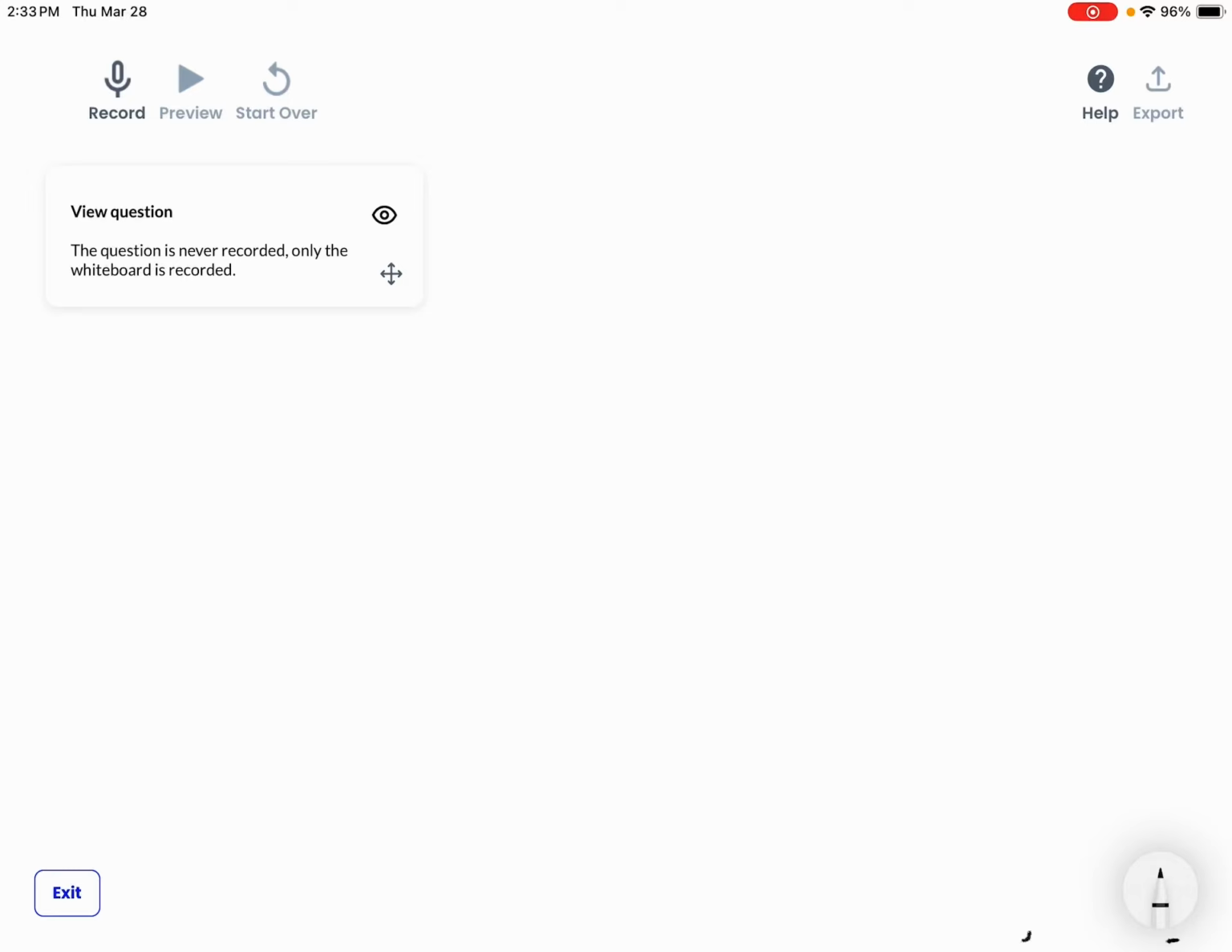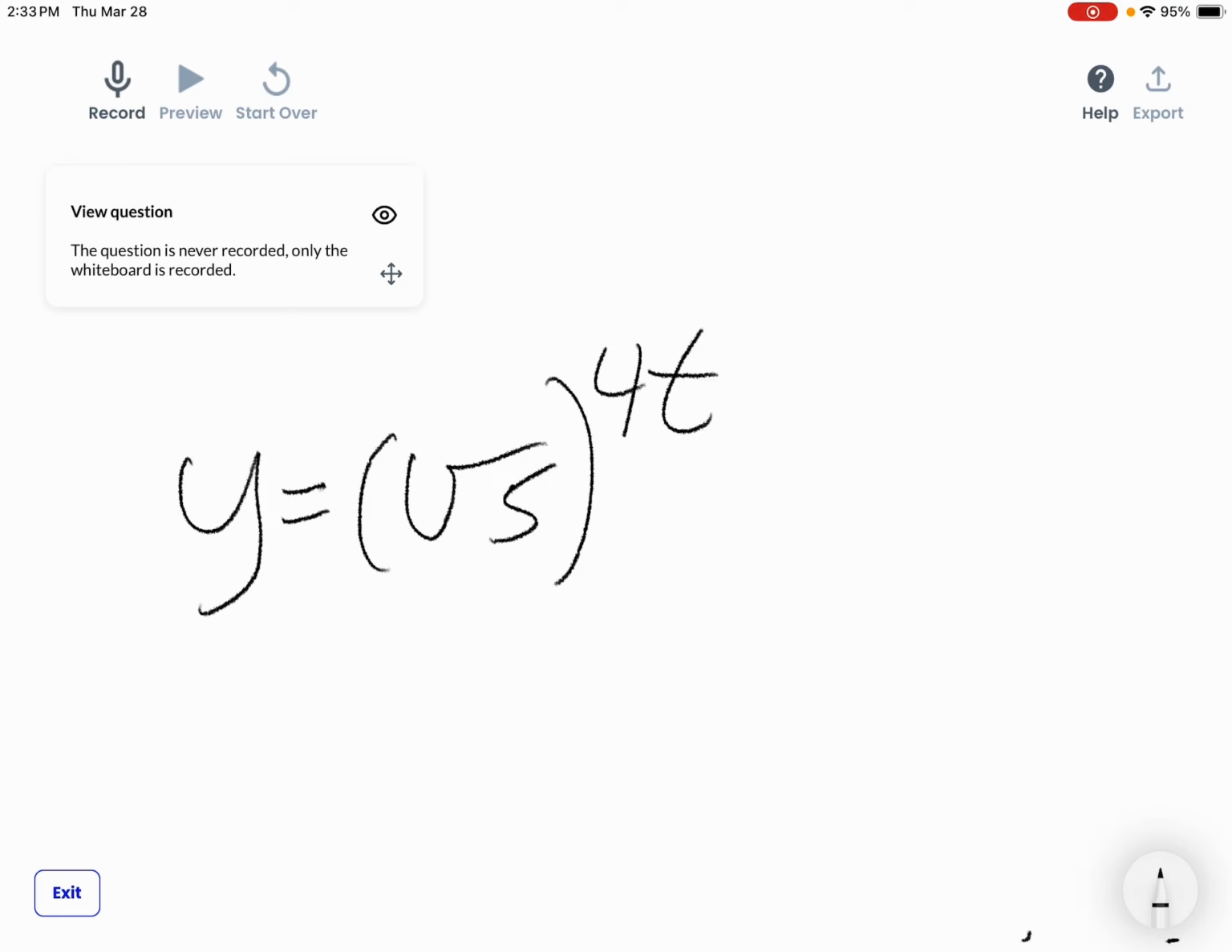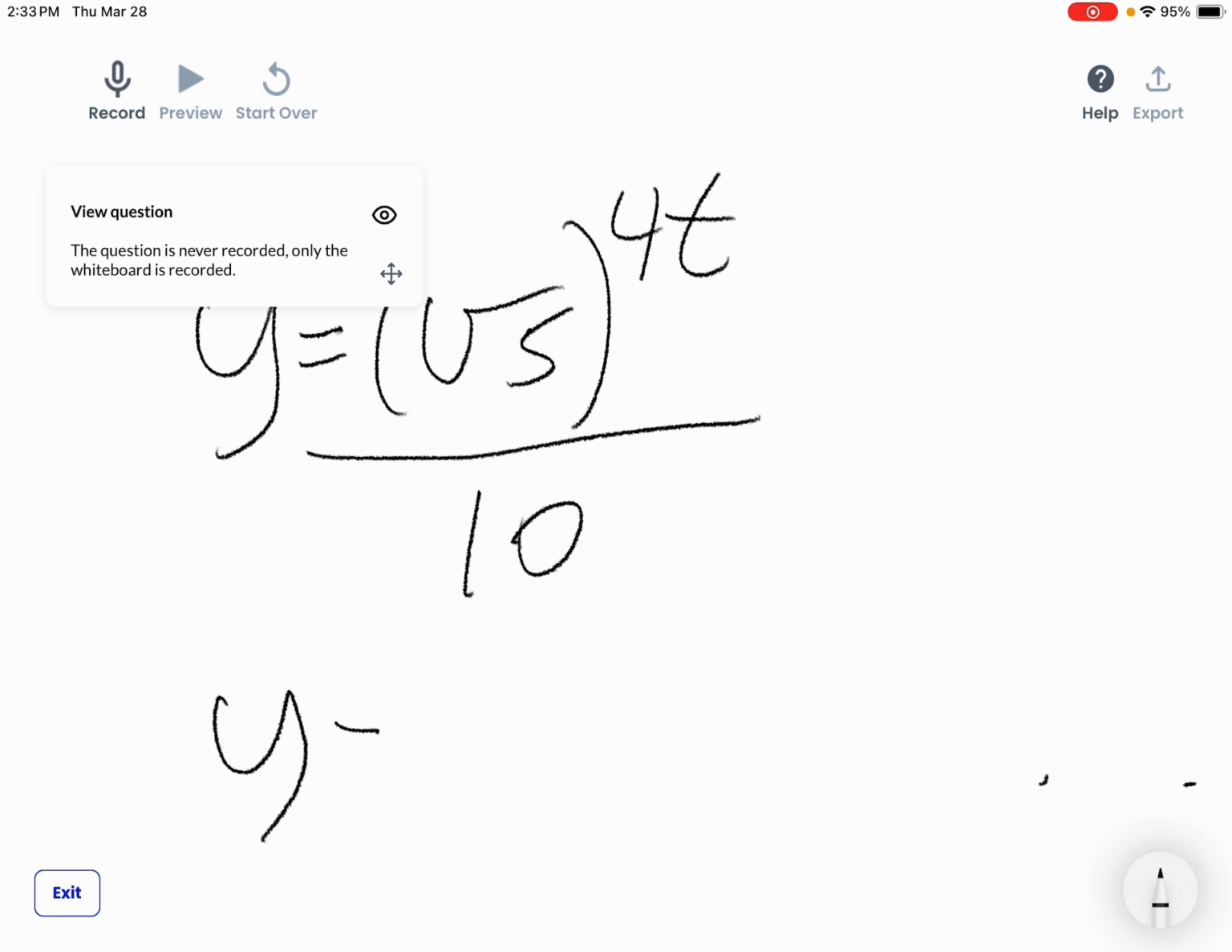So the first question here is, given the function y is equal to the square root of 5, raised to the 4t, so the square root of 5 to the 4t, all divided by 10, and we're told to write this in the form y is equal to a b to the t.